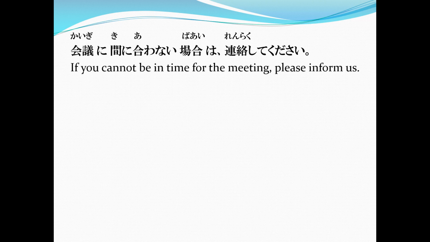Kaigi ni manyawanai baiwa renraku shite kudasai. Again, kaigi ni manyawanai baiwa renraku shite kudasai. If you cannot be in time for the meeting, please inform us. So in the first sentence, kaigi ni manyawanai baiwa, we use baiwa, and then how to cope is in the second sentence, which is renraku shite kudasai. If you cannot be on time for the meeting, please inform us.